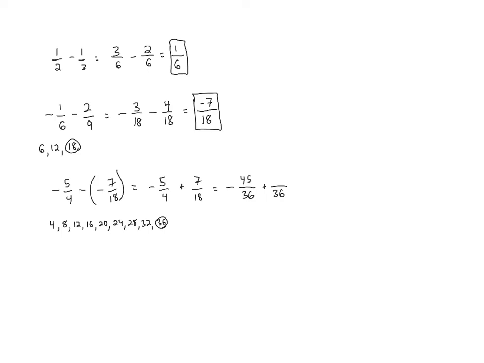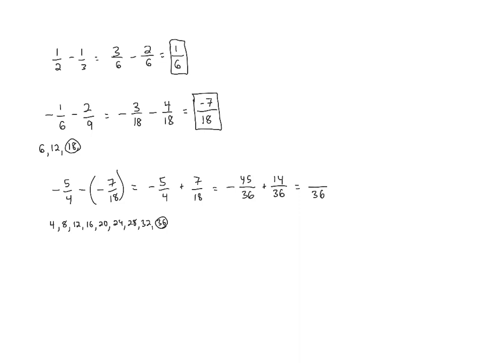Then let's look at the other one. To get from 18 to 36, we need to multiply by 2. So in the top, 7 times 2 gives us 14. So we've got negative 45/36 plus 14/36. Now we keep the common denominator, and here we are adding the numerators. We've got negative 45 plus 14.